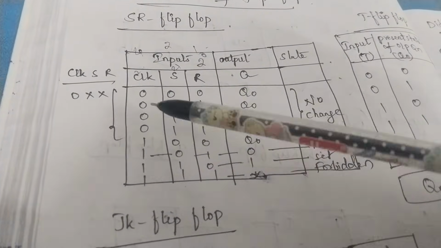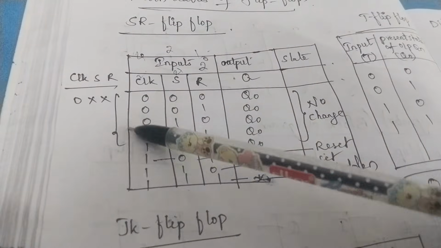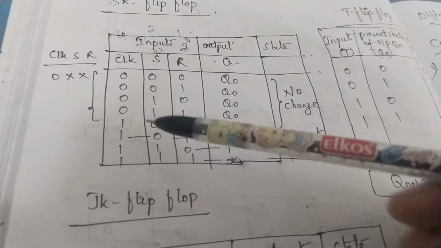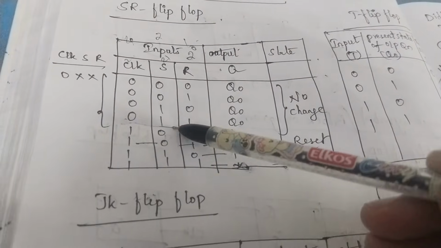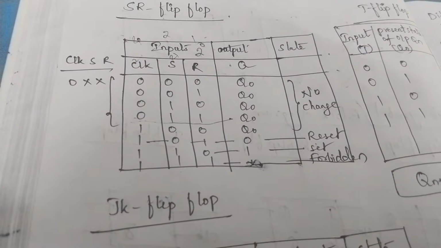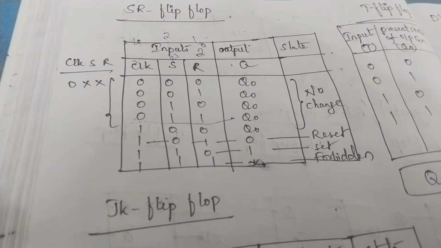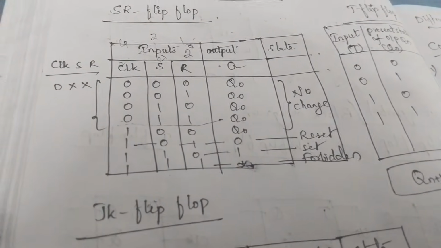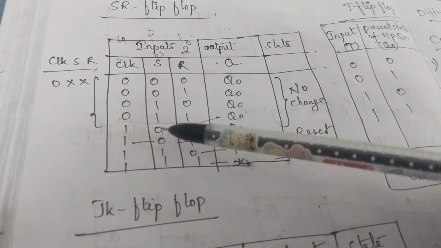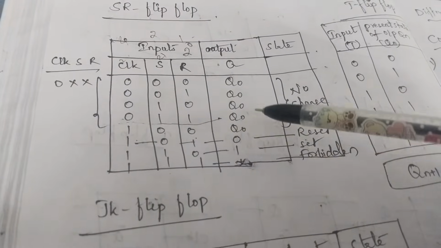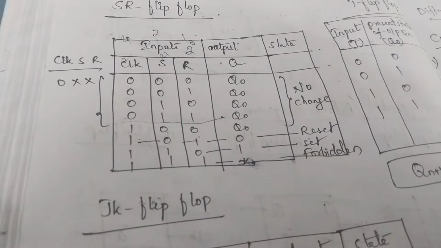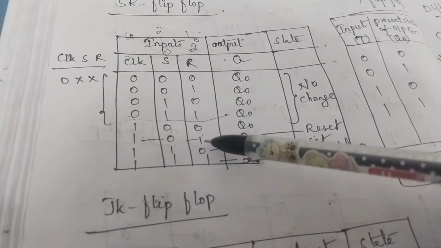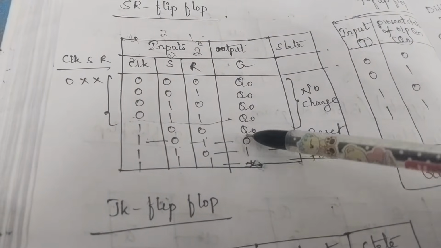Look here. When the clock input is 0, the output is not going to change, no change. Till this state, the clock input is 0, which means the flip-flop does not function or operate. It will maintain the previous state only, therefore it is a no change state. Next, when clock is 1, and S input is 0, R input 0, in that case also the output is not going to change, no change. Next, when clock is 1 and S input is 0, R input is 1, then the output is 0.